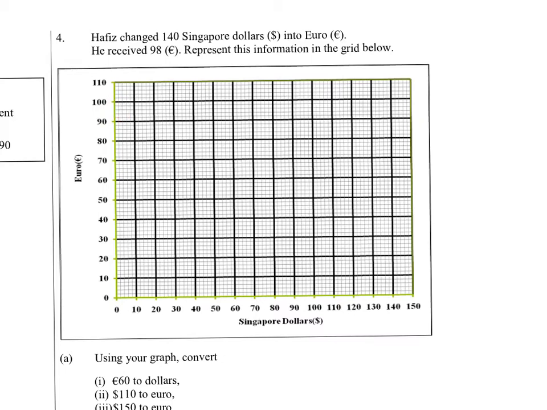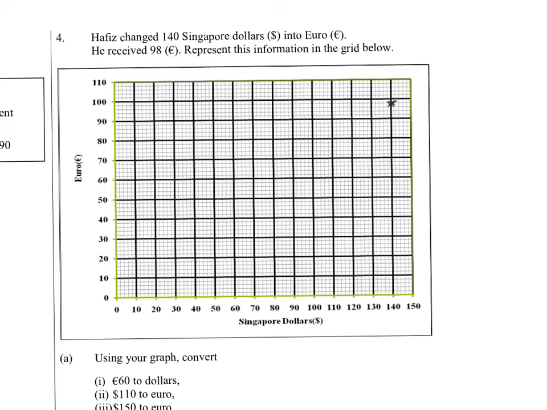I want to have 140. 140 is down here. And then 98 will be down here. So I need to plot a point, in pencil, sorry. 98 and 140 represent this information, and then I draw a graph.